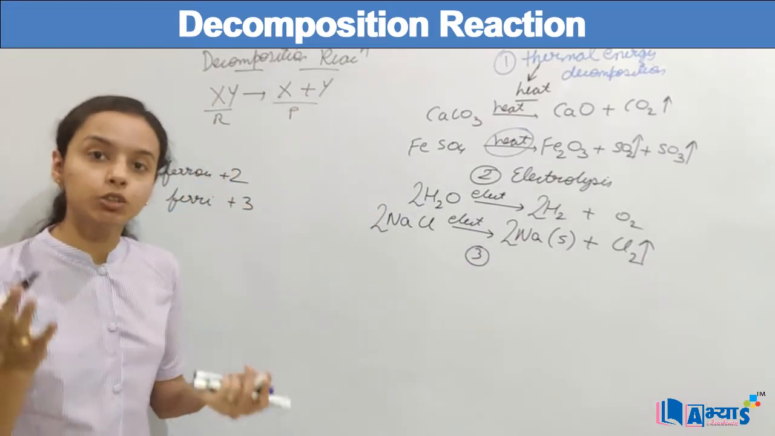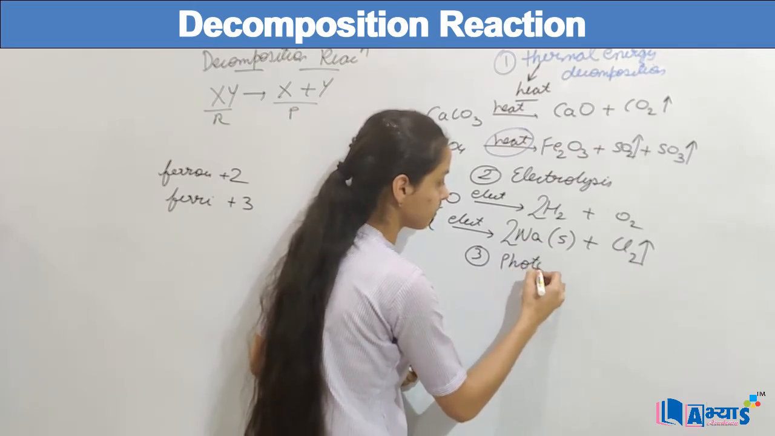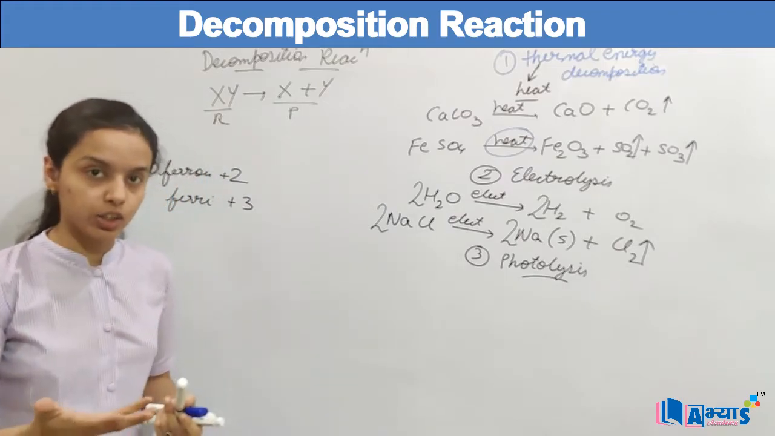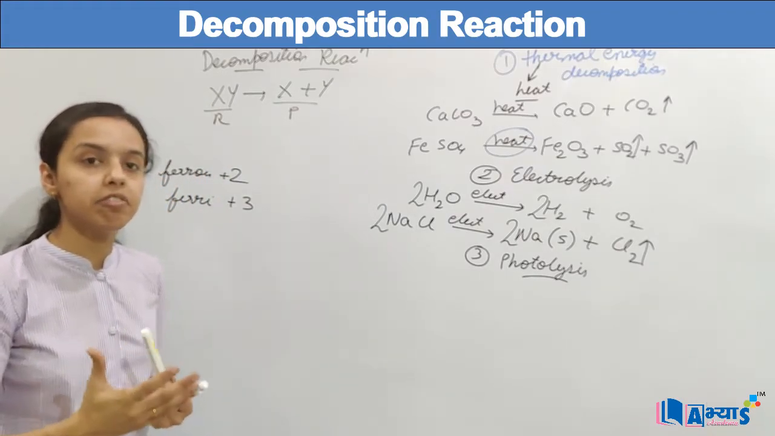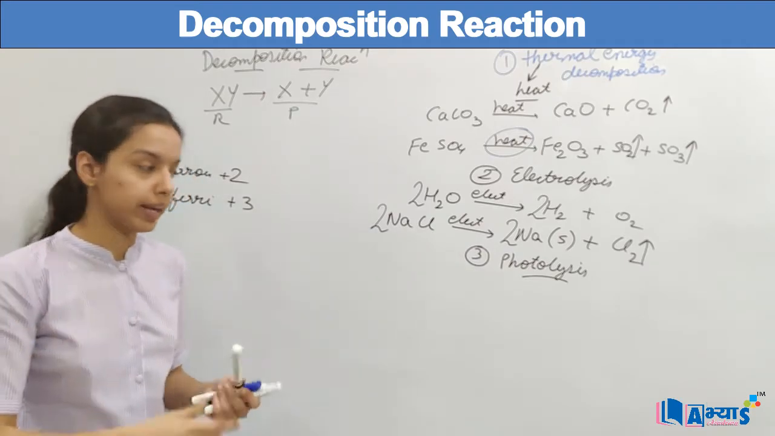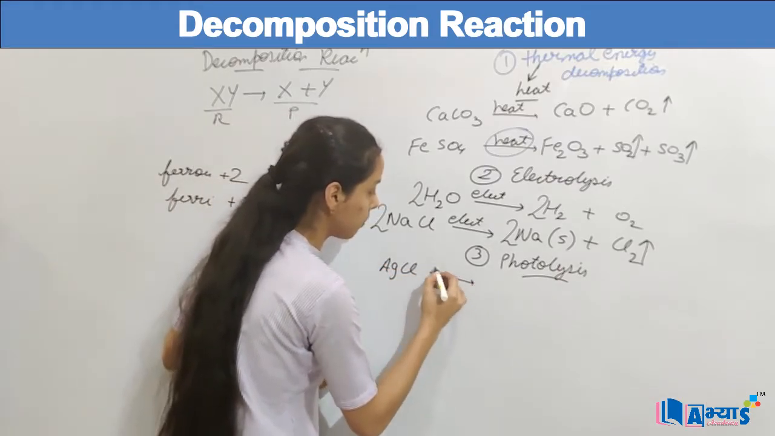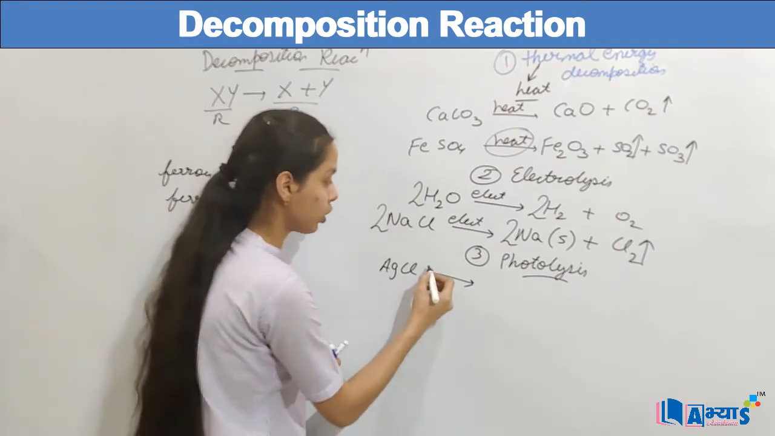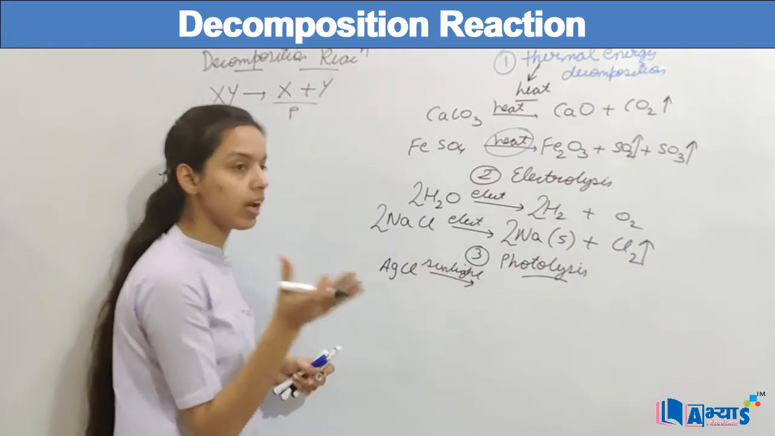Light means photo, so there comes the name photolysis. When we are supplying light energy, that comes into the category of photolysis. For example, if I have the reaction of silver chloride or silver bromide, first I have silver chloride. I am doing this reaction in the presence of sunlight, so I will write sunlight on the arrow.